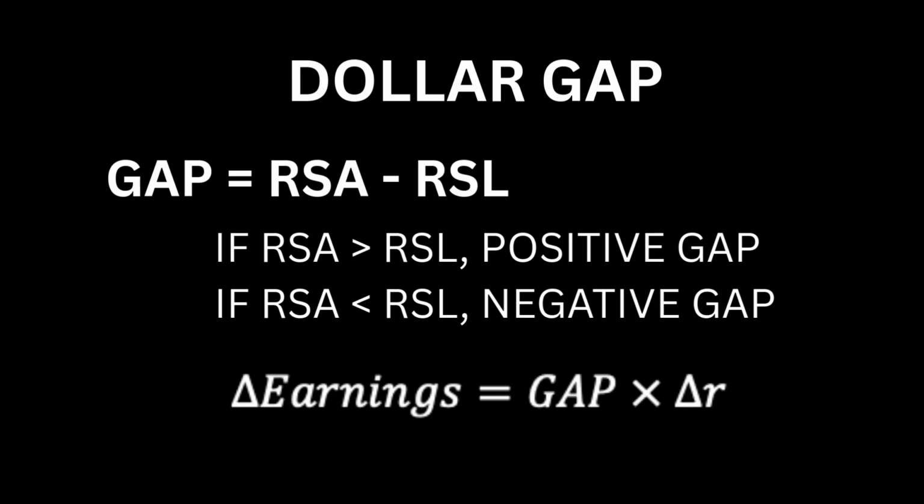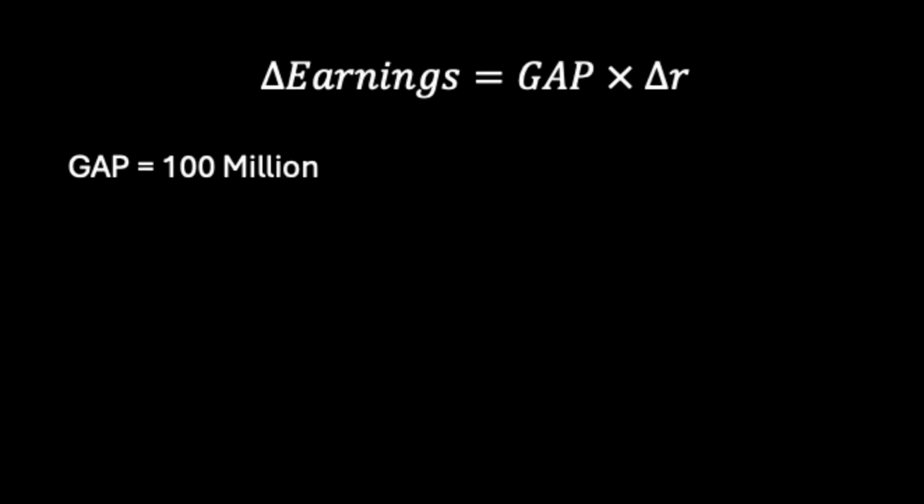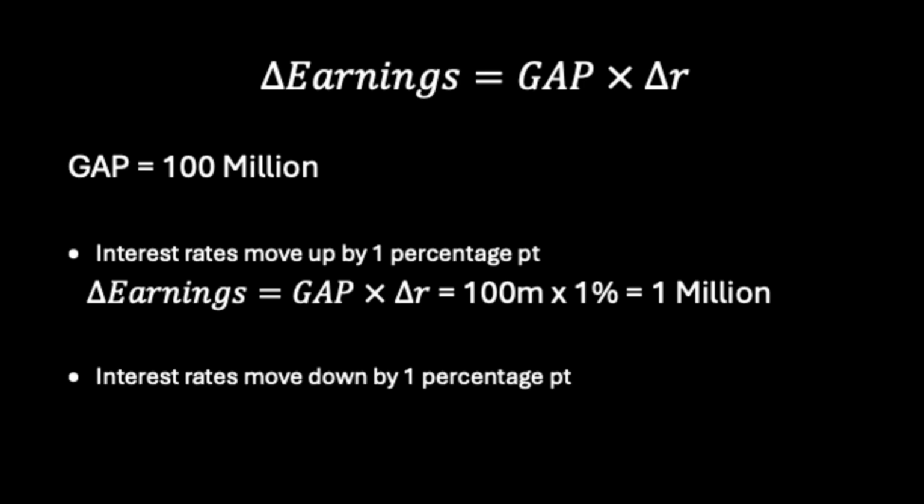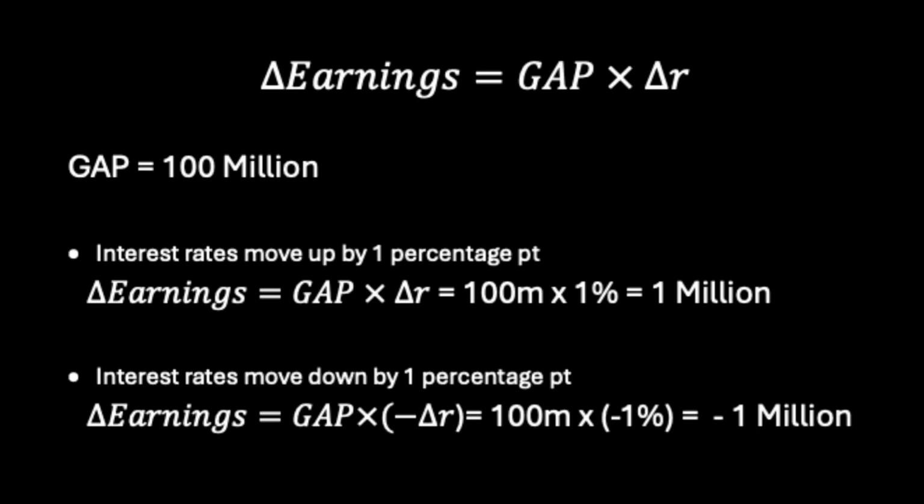The change in the earnings will be equal to the gap times the change in interest rates, R, which is delta earnings equals gap times delta R. For example, if the gap is 100 million, then if interest rates move up by 1 percentage point, delta earnings will be equal to gap times delta R, or 100 million times 1%, or 1 million. If interest rates move down by 1 percentage point, delta earnings is equal to gap times negative delta R, or 100 million times negative 1%, which is equal to negative 1 million.